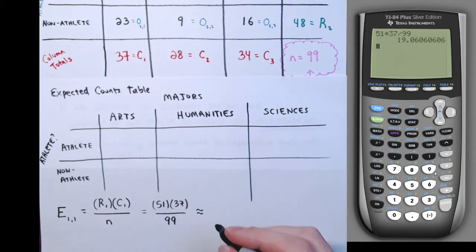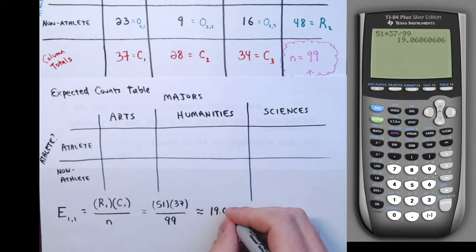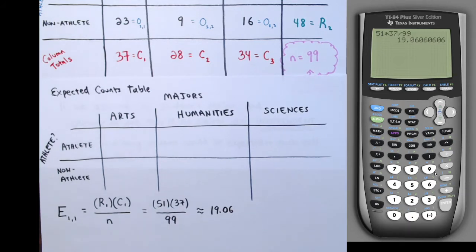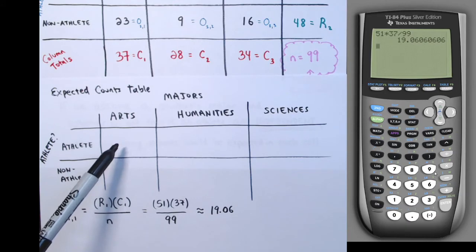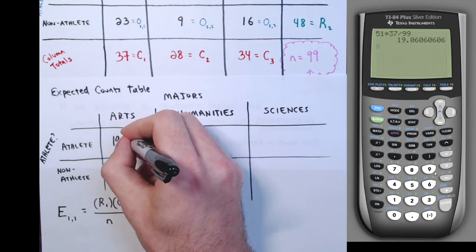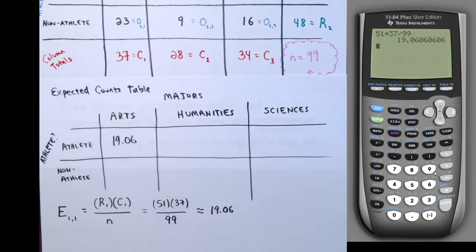So about 19.06. Because remember, hopefully you recall expected value from the chapters on probability and probability distributions. Expected values don't mean that you can have 19.06 students in a certain category. This just means in the long run, if I were to do this over and over again, I would expect the average number of students out of 99 that major in the arts and are athletes to be 19.06. Okay. All right.